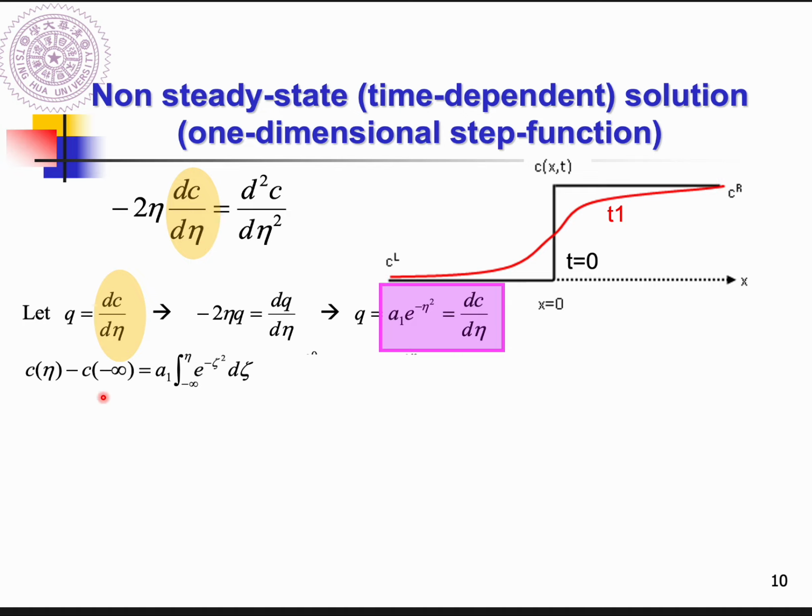Okay, so let's take a look here. Because for dc you take the negative infinity to iota, so you get c of iota minus c of negative infinity, and on the left-hand side you get a1 times exponential of minus iota squared d iota. So you also take minus infinity to iota. Okay, you get this result.